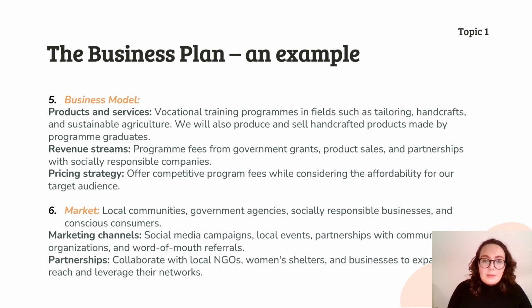Next, when we think about the market, we can involve local communities, government agencies, socially responsible businesses, and conscious consumers. As marketing channels, we've identified social media campaigns, local events, partnership with community organisations, and word-of-mouth referrals. And for the partnerships, we want to collaborate with local NGOs, women's shelters, and businesses to expand our reach and leverage their networks.